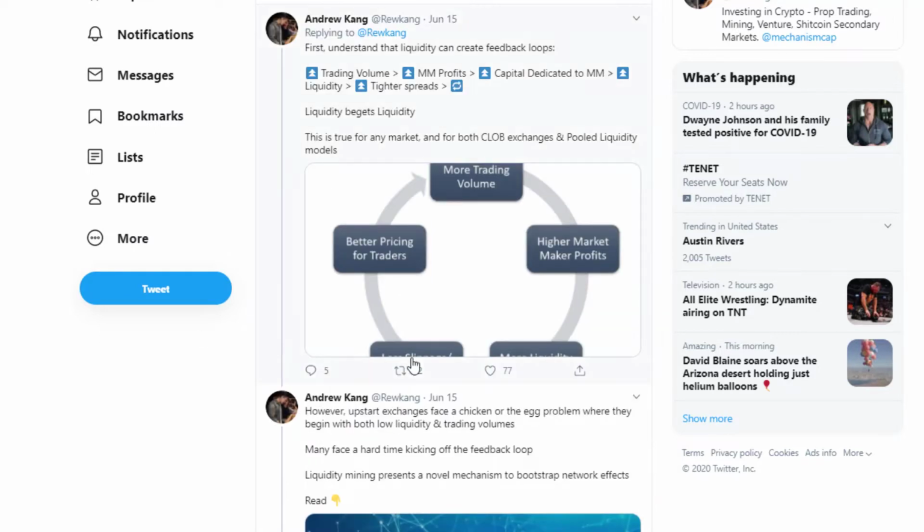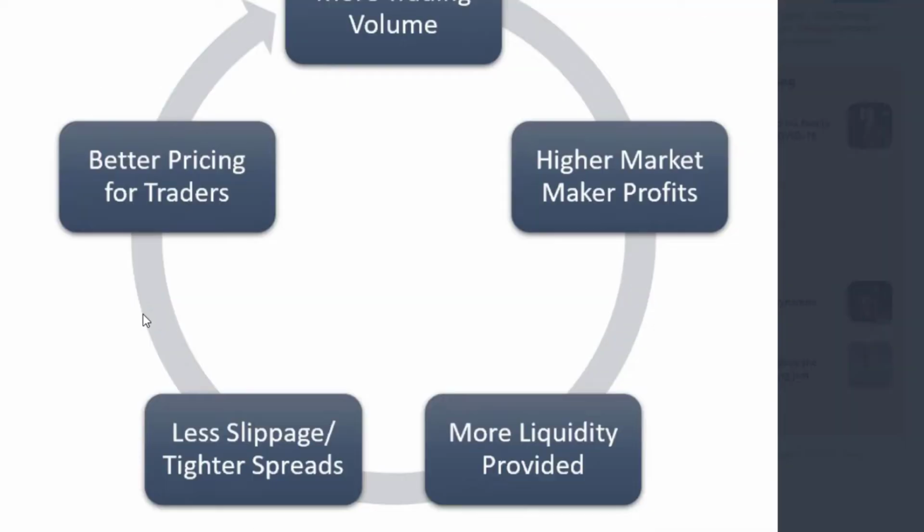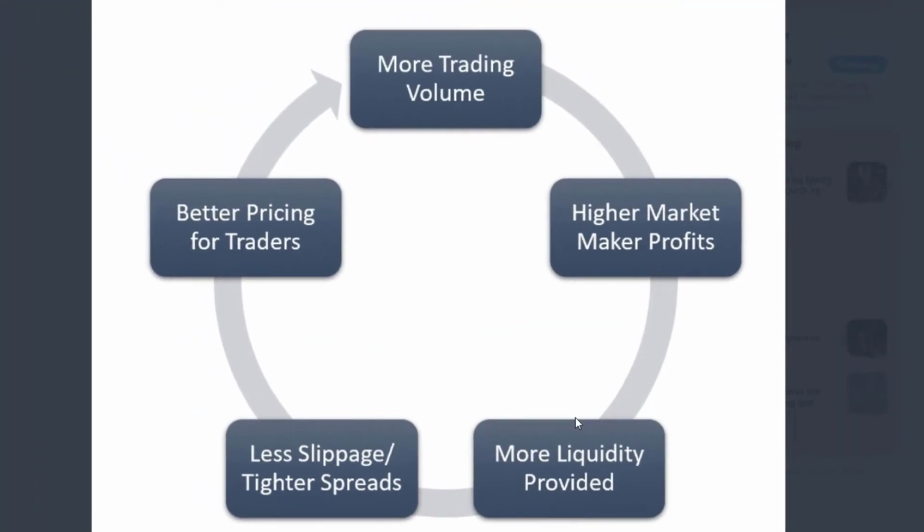To break it down, let's quickly go over the liquidity begets liquidity feedback loop. So Bancor and Rune have methods to bootstrap liquidity. They're going to provide increased incentives to early liquidity providers. So that's basically a way to bootstrap liquidity. When you have more liquidity, you get less slippage and tighter spreads. As a result, you get better prices for traders.